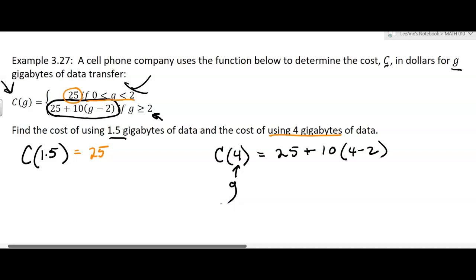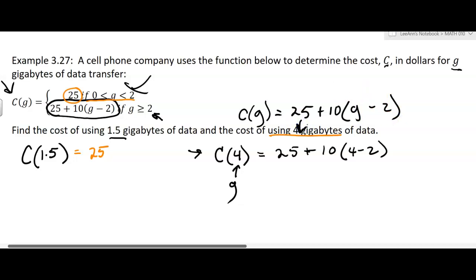I wish I would have written it better, but okay. So there's kind of like two cases. If your gigabytes are between 0 and 2, you use the top case, you pay $25, that's it. So you use 0.9 gigabytes, you're paying 25 bucks. Use 1.9 gigabytes, you're paying 25 bucks. Okay, but if it's over 2, greater than or equal to 2, then we have to use this formula here. C, I'll write it up here, C of G equals 25 plus 10 times G minus 2. Okay, so that's what we're using if it's greater than or equal to 2 gigabytes.